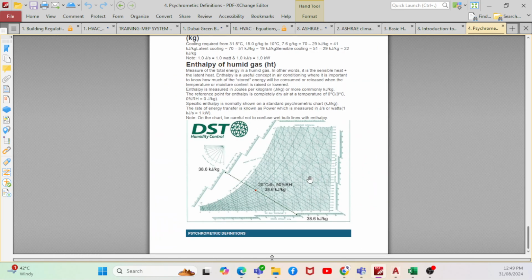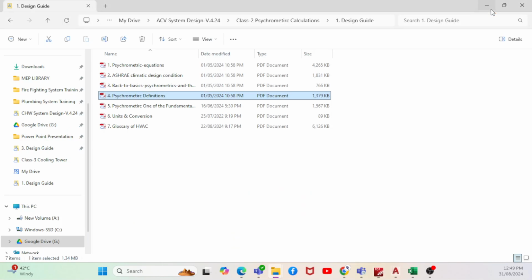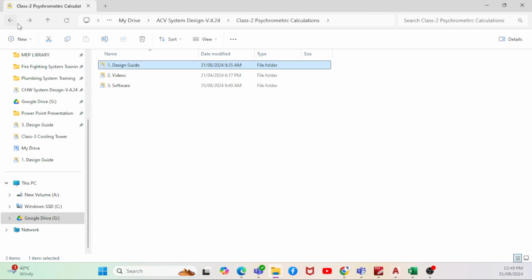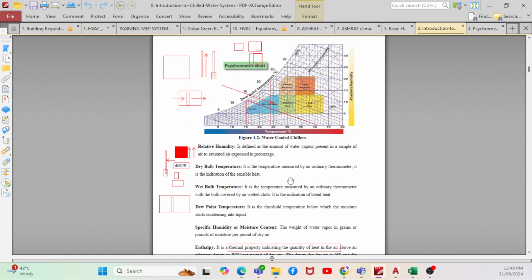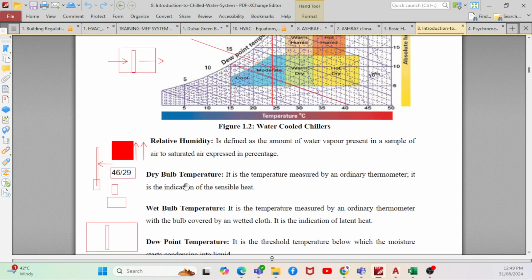So you can understand this guideline from here. If you go to this particular introduction chapter, you can see relative humidity and dry bulb temperature, which is the temperature measured by an ordinary thermometer. When you measure with an ordinary thermometer, you can identify the dry bulb temperature because it is dry air. The wet bulb is the temperature measured by an ordinary thermometer with the bulb covered by a wetted cloth. It is an indication of latent heat, that is, how much it will evaporate. You give some time to evaporate the water.